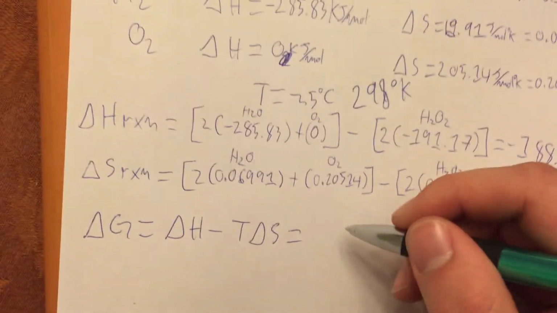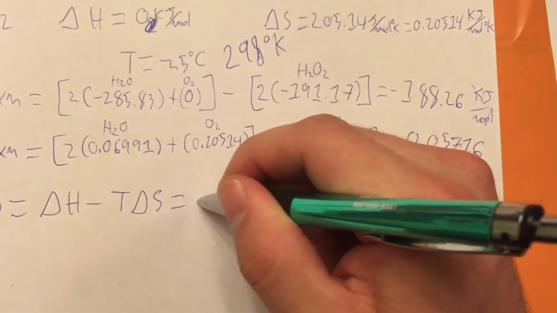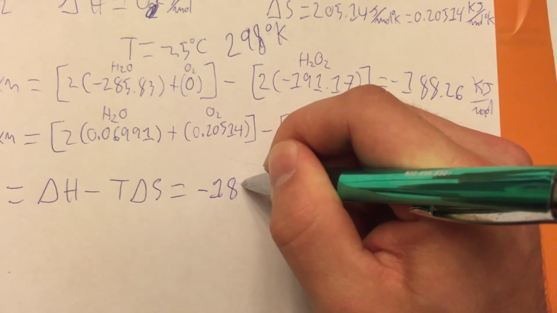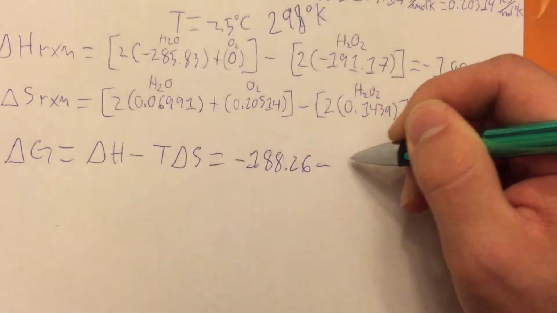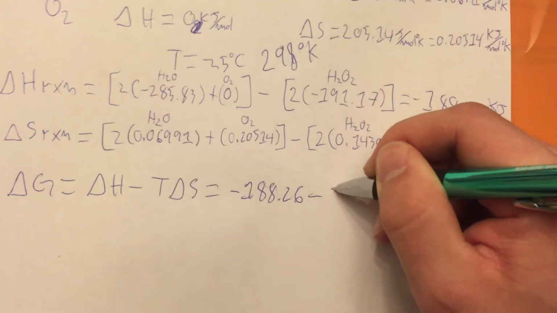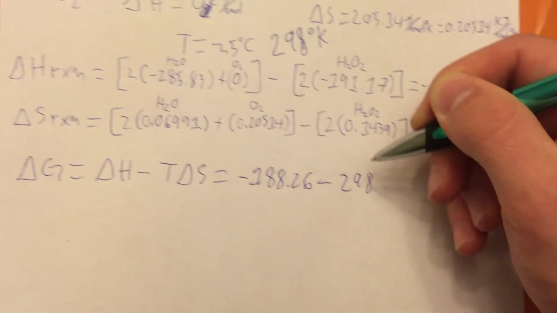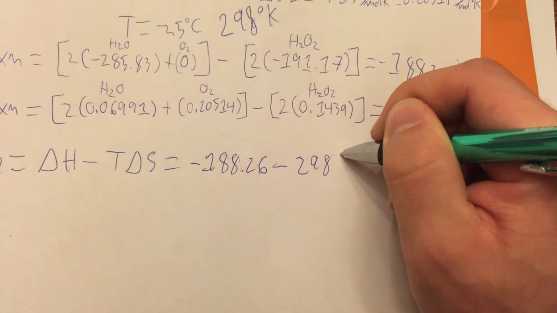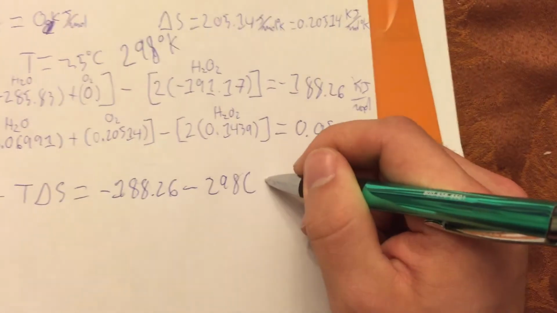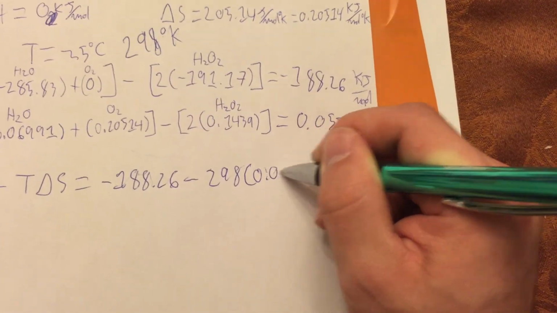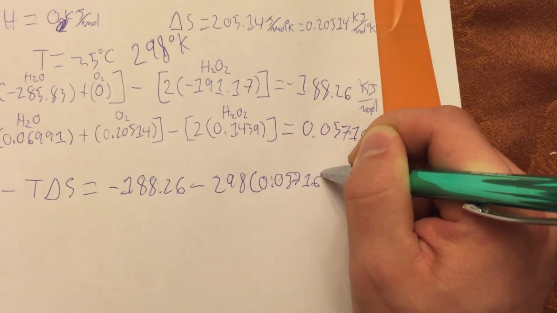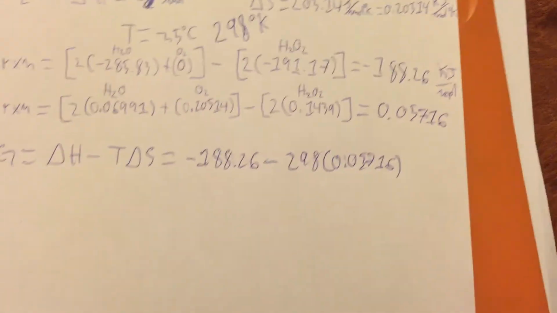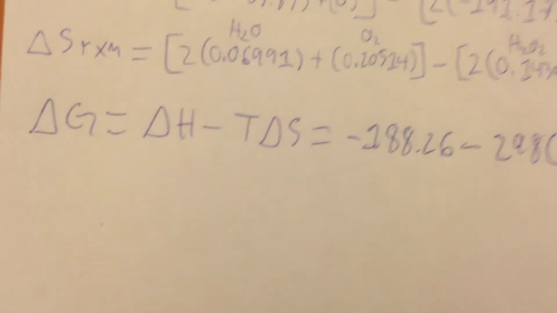Alright, so let's put it together. We have the heat of formation, negative 188.26, minus 298 degrees Kelvin, multiplied by 0.05716 kilojoules over mole Kelvin.